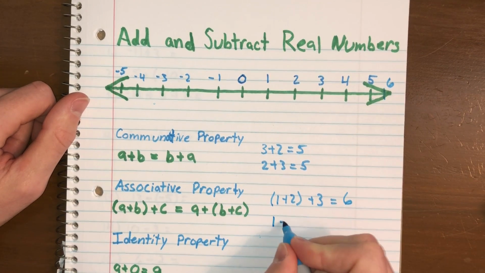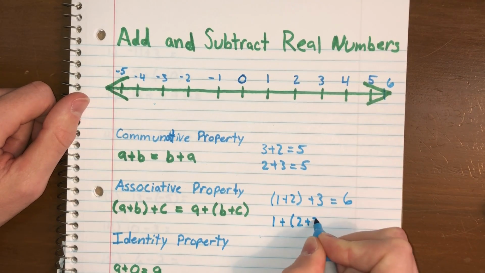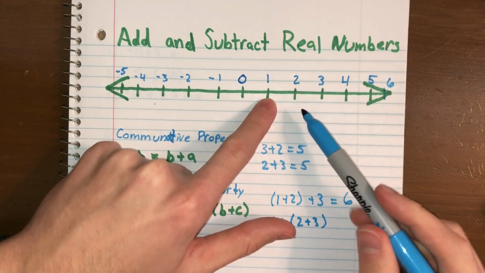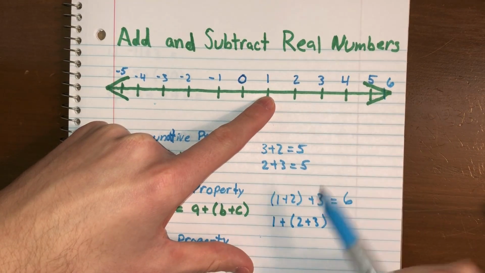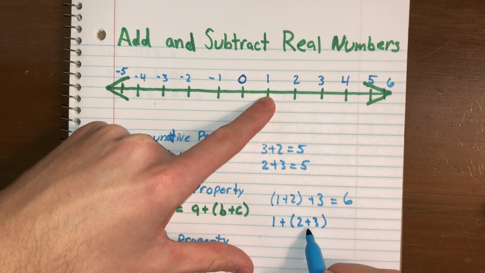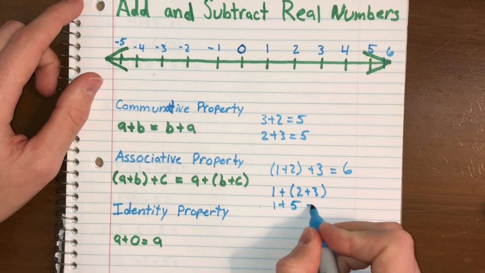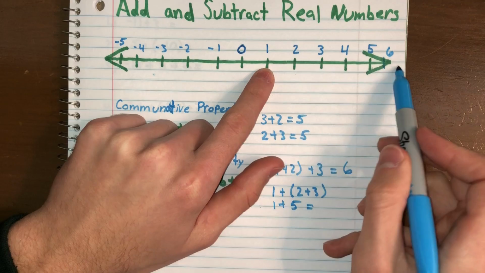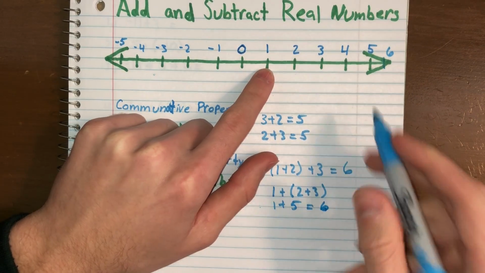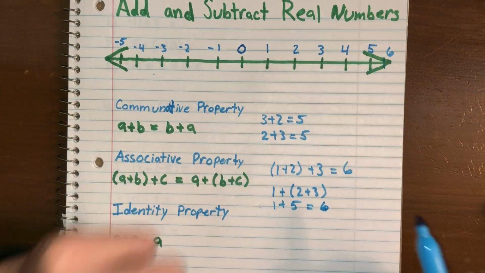Okay, so now we have 1 plus the quantity 2 plus 3. So again, we'll start at 1, plus the quantity 2 plus 3, which is going to be 5. So it's 1 plus 5, we know, is 6. Here's 1, 2, 3, 4, 5.